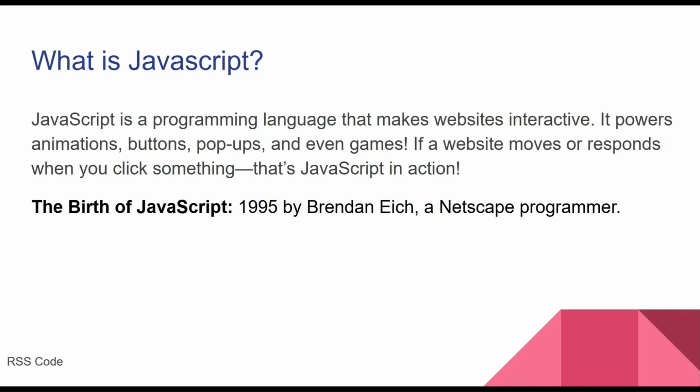What is JavaScript? JavaScript is a programming language that makes websites interactive. It powers animations, buttons, pop-ups, and even games. If your website moves or responds when you click something, that's JavaScript in action. From this definition, we get to know that JavaScript is a programming language like C, C#, Java, and Python. By using JavaScript, the website becomes more interactive. We can create animations, buttons, pop-ups, and even games. Along with this, we can create apps and websites as well.